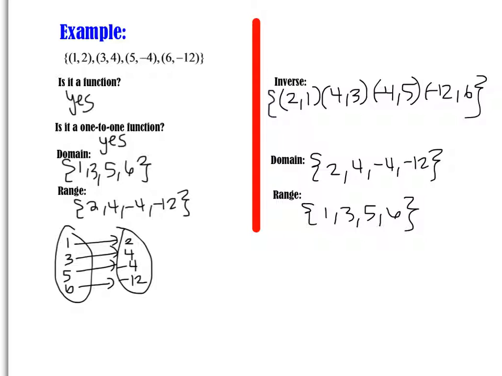So what I wanted you to notice here is that the domain of the original is the range of the inverse, and the range of the original is the domain of the inverse. This makes sense. We said inverses switch x and y. Well, domain refers to the x and range refers to the y.